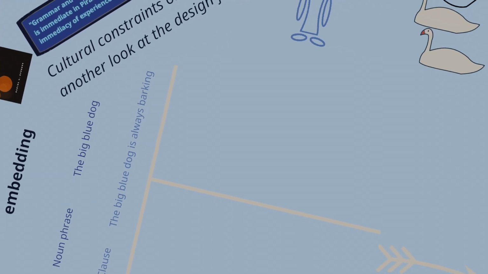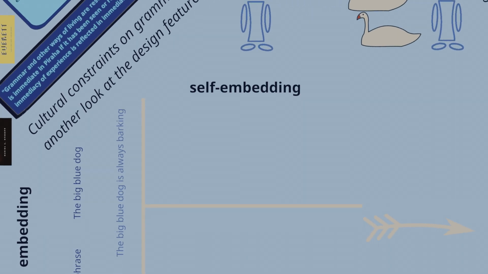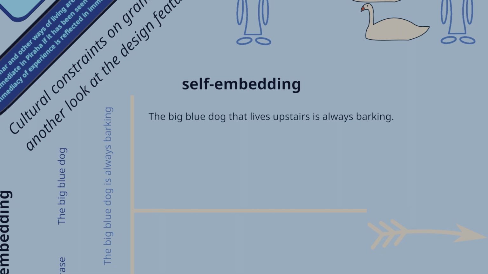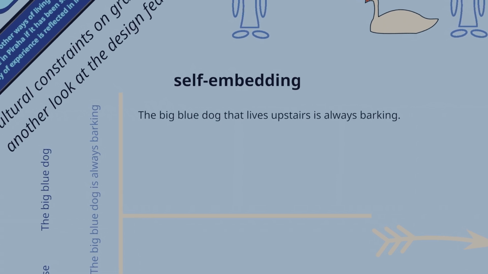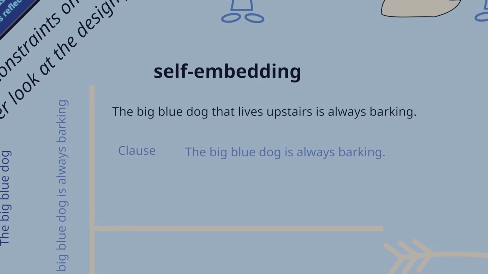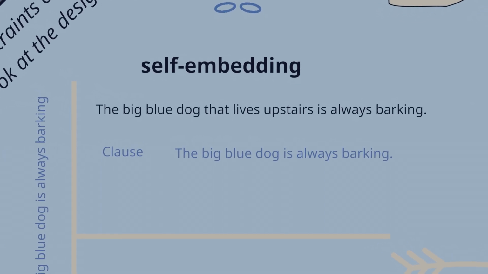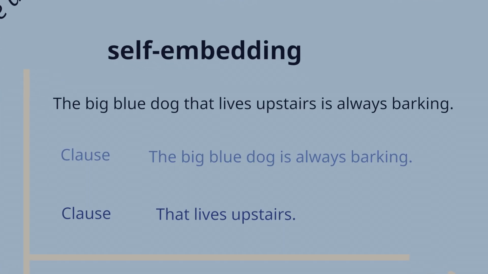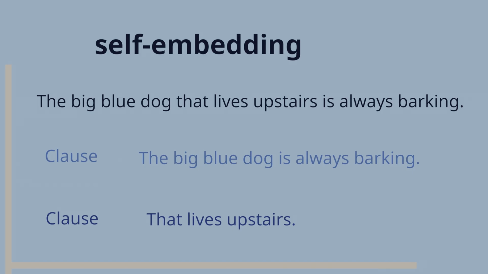But there's a subset of that we could call self-embedding. Here the idea is not just that you can put one thing inside another thing. It's that you can put one thing inside another thing of the same kind. So for example, if I say, the big blue dog that lives upstairs is always barking, I have a clause, the big blue dog is always barking. And embedded in that clause, I have another clause, that lives upstairs. A clause within a clause, self-embedding. In this case, the embedded clause is in the middle, so it's called center embedding.